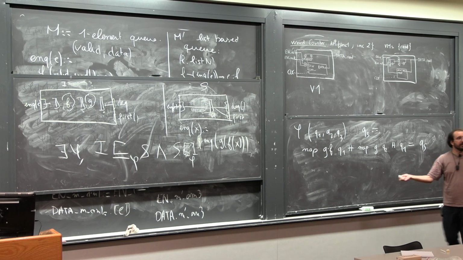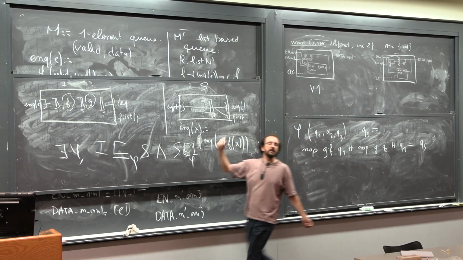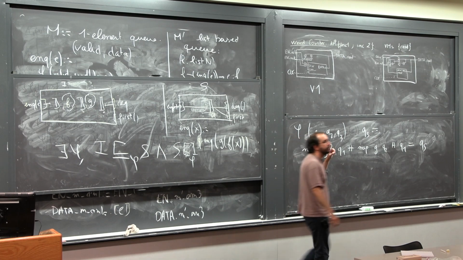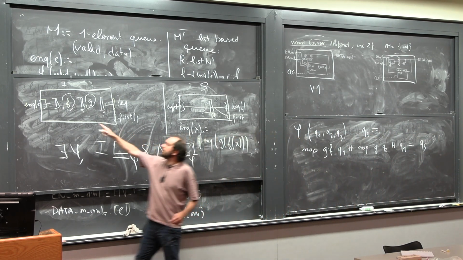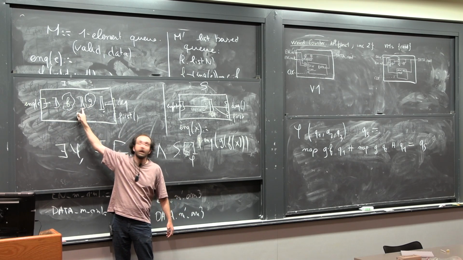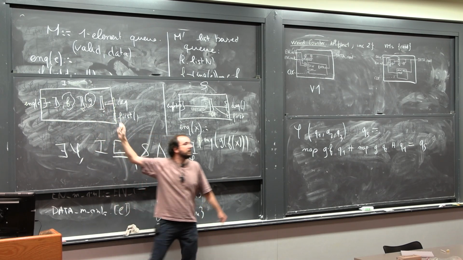Well, it's the same thing that we just did. We just go through all the cases of our system, except that now we have two cases that we didn't have before, because we have two rules. We have a rule that pulls from this one and pushes into this one, and we have a rule that pulls from this one and pushes into that one.